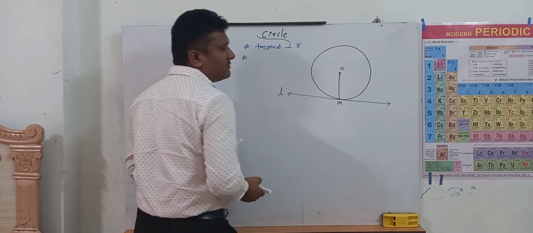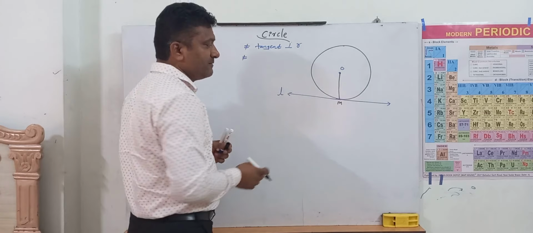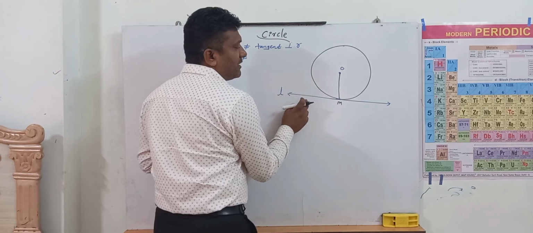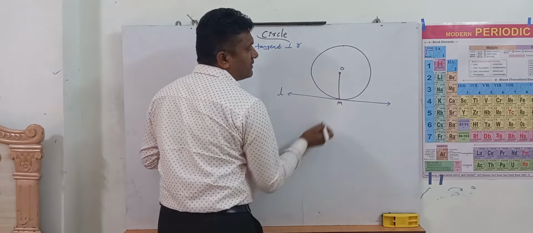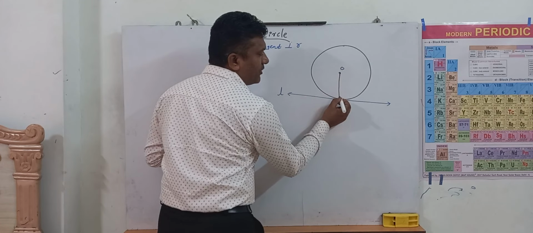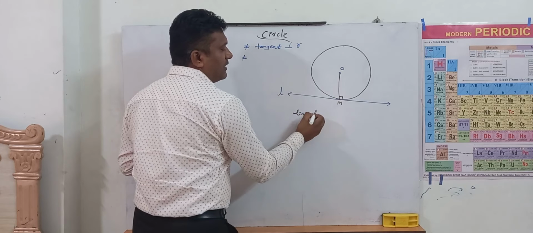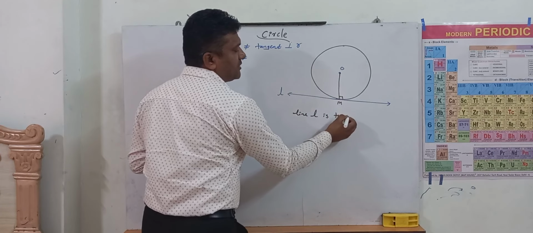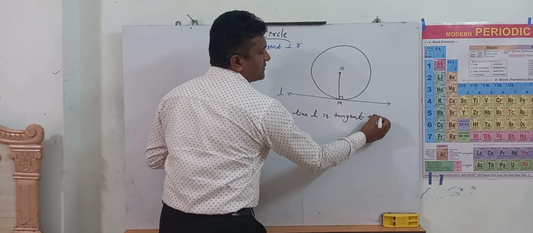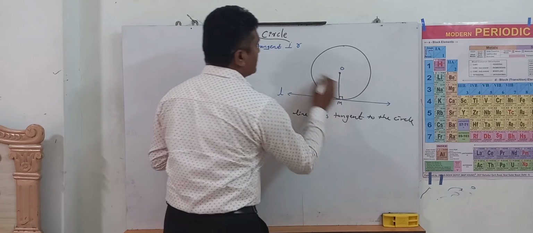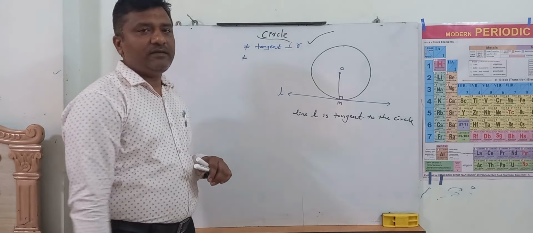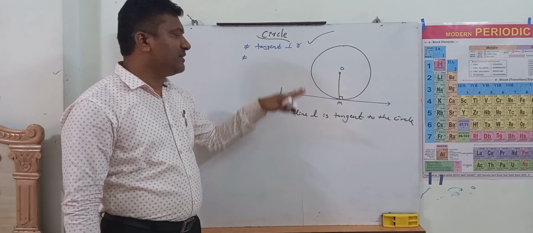This M is the mid endpoint of the radius. If this line makes a right angle with the radius at the endpoint, as given, then line L is tangent to the circle. This is the converse of "tangent is perpendicular to radius".